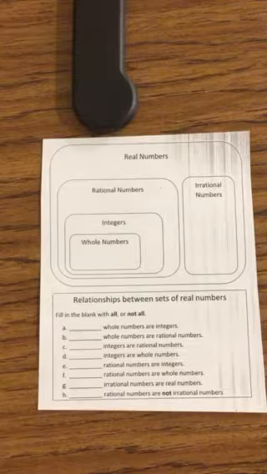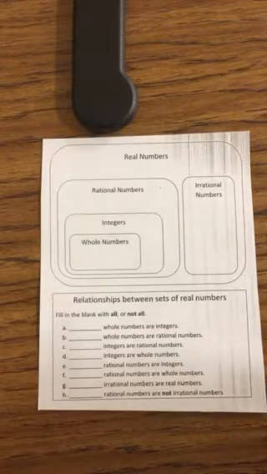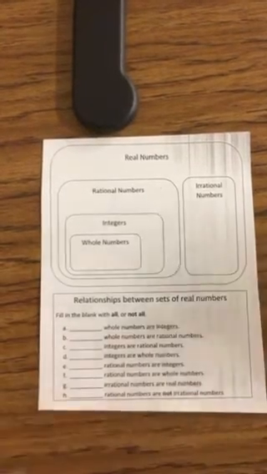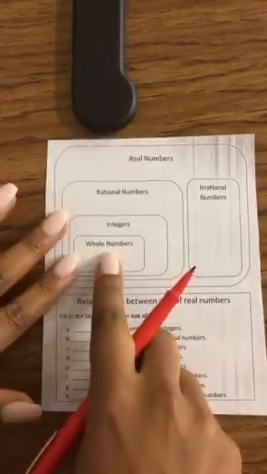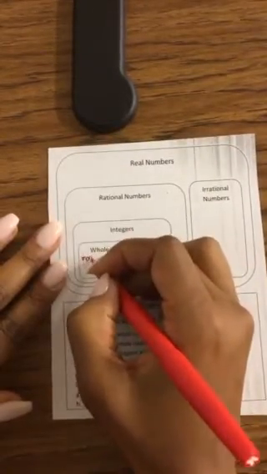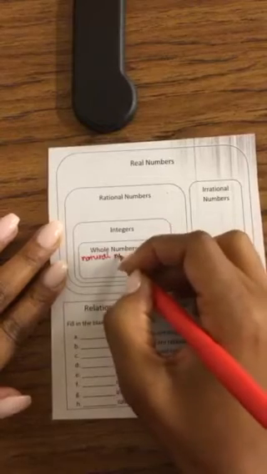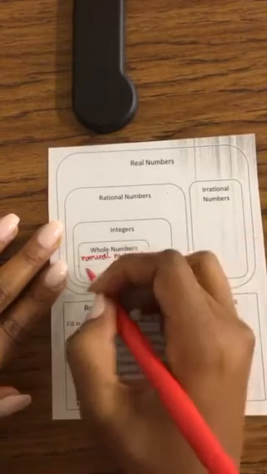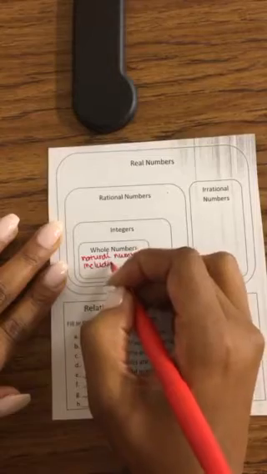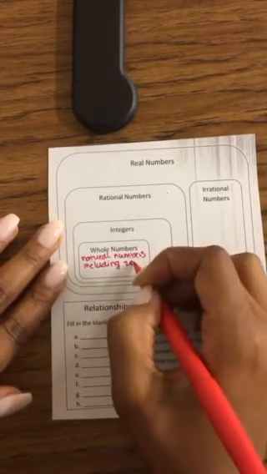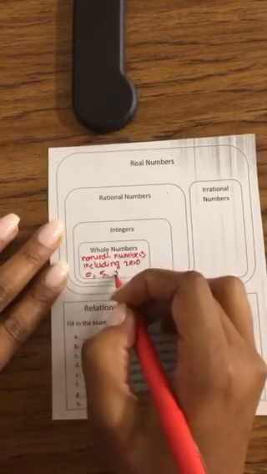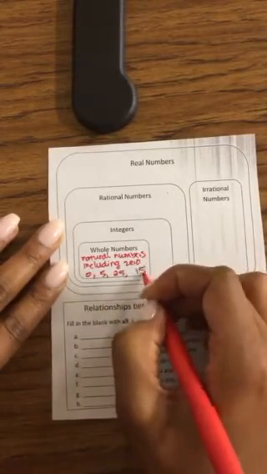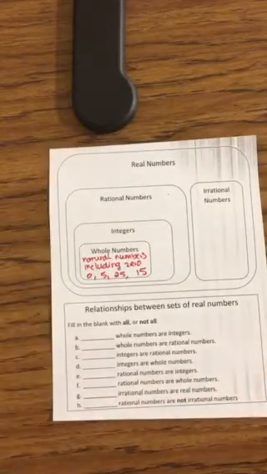So we know what whole numbers are, and we should know what natural numbers are. Natural numbers are known as your counting numbers, things you can count on your hands, like 1, 2, 3, 4, so on and so forth. Our whole numbers are our natural numbers, and that includes 0, okay? So, for example, 0, 5, 25, 15, so on and so forth, okay?